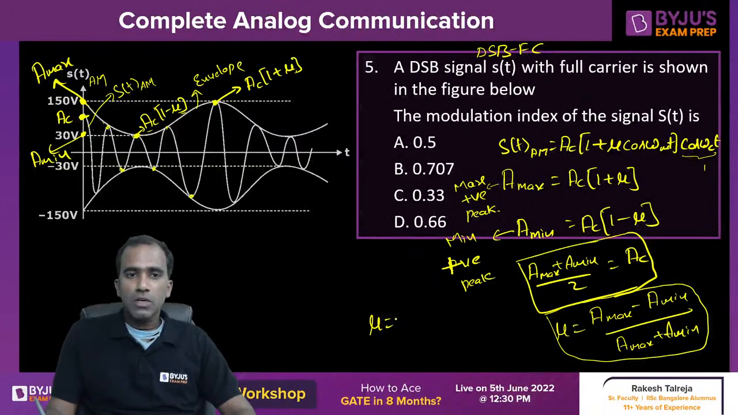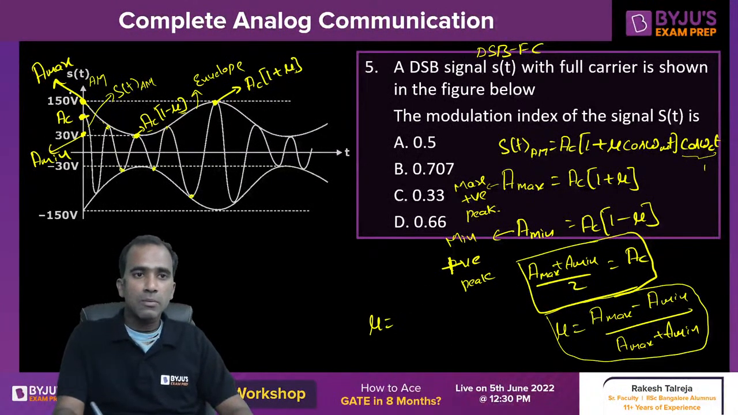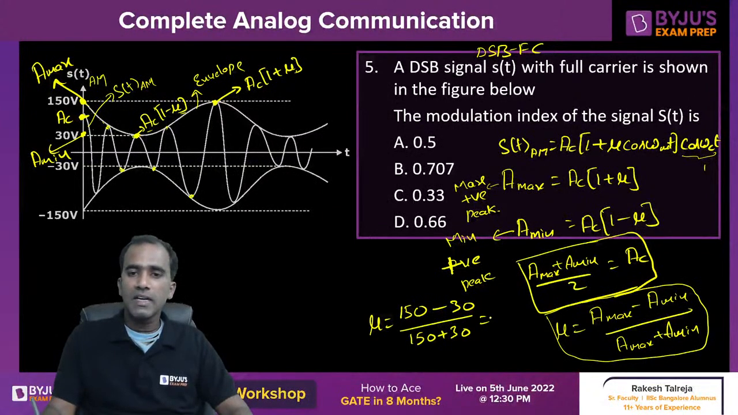So let's find the modulation index in this question. Let's actually solve the question now. So mu equal to A max. How much is A max? It is 150. A max is 150 minus A min, how much is A min? Minimum positive peak is 30 here, divided by A max plus A min, which is 120 divided by 180. 120 divided by 180, which is 2 by 3 or 0.66. Option D is the right answer.